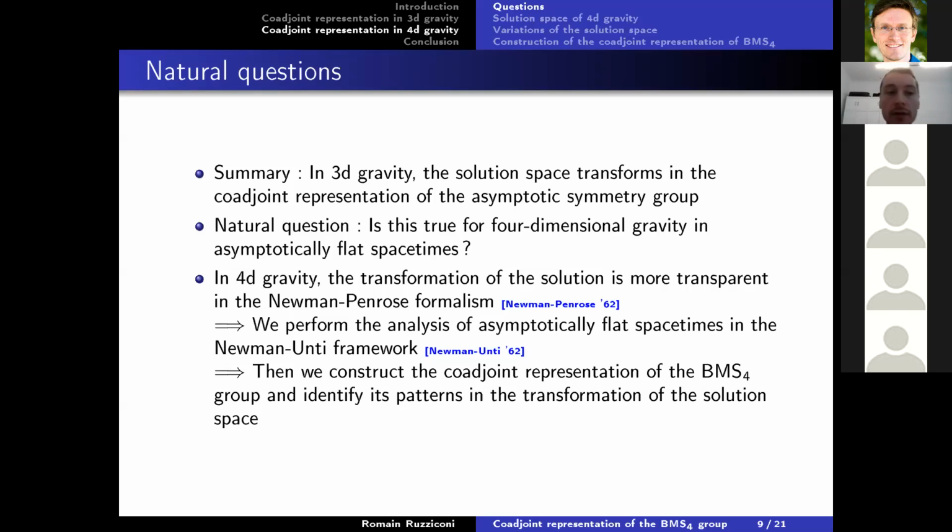So in 4D gravity, the transformation of the solution space is more transparent in the Newman-Penrose formalism. So here we will work in asymptotically flat spacetime in the definition of Newman-Unti that involves this formalism. And then we will construct the coadjoint representation explicitly for BMS4, and that will allow us to identify the patterns of the coadjoint representation in the transformation of the solution space. So this is the plan for the remaining of the talk.